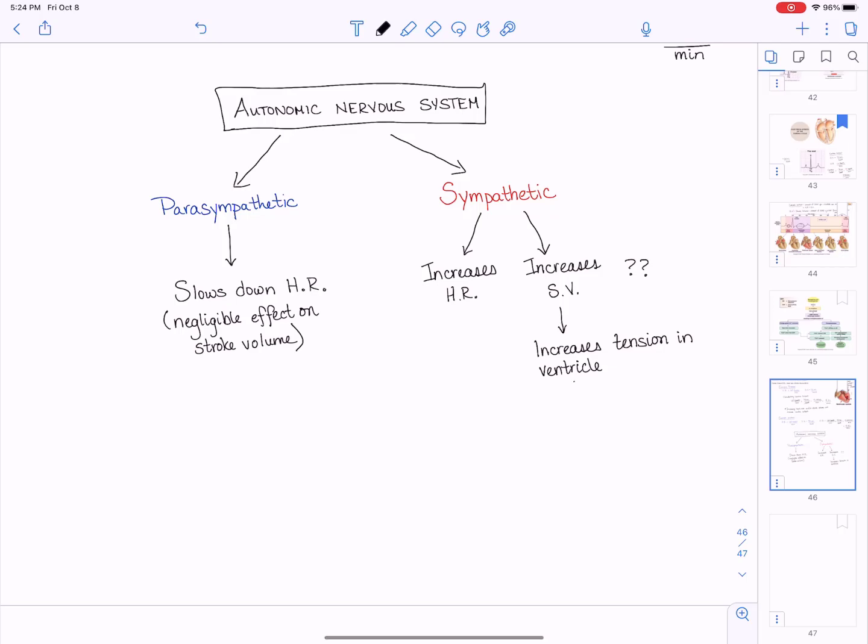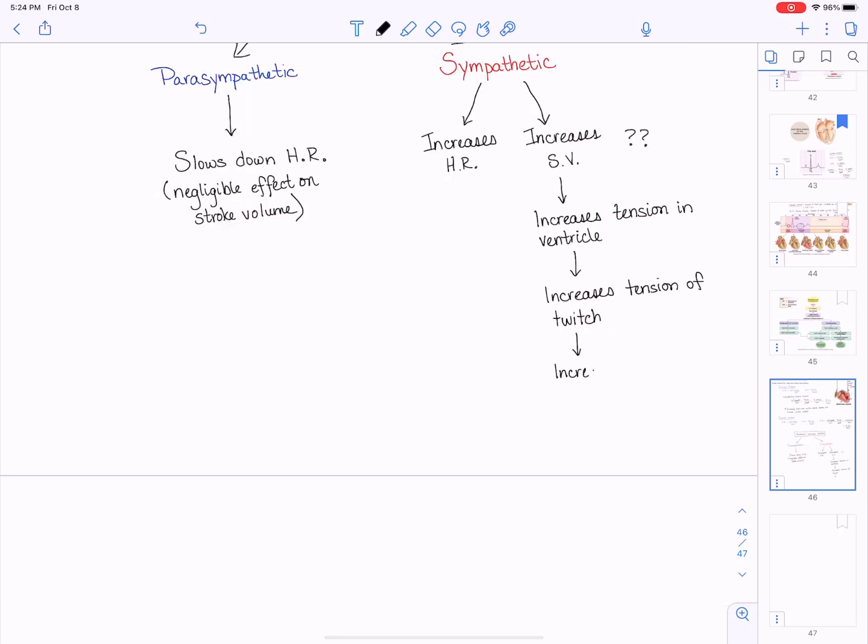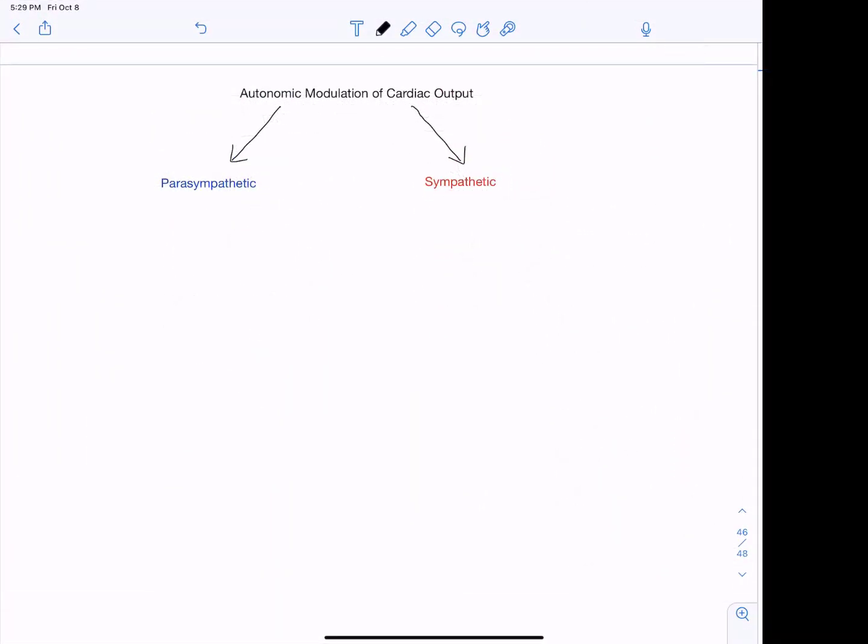Well, how do you do that? Well, remember, when the ventricle contracts, it's actually undergoing a twitch. So in order to increase the tension in the ventricle, you have to increase the tension of a twitch. That's right, you actually have to grade that twitch to be stronger. Now, the way you do that is by forming more cross bridges. How do you form more cross bridges? By increasing the amount of calcium available to bind to troponin. This gives you an overview of how the sympathetic nervous system can impact stroke volume.